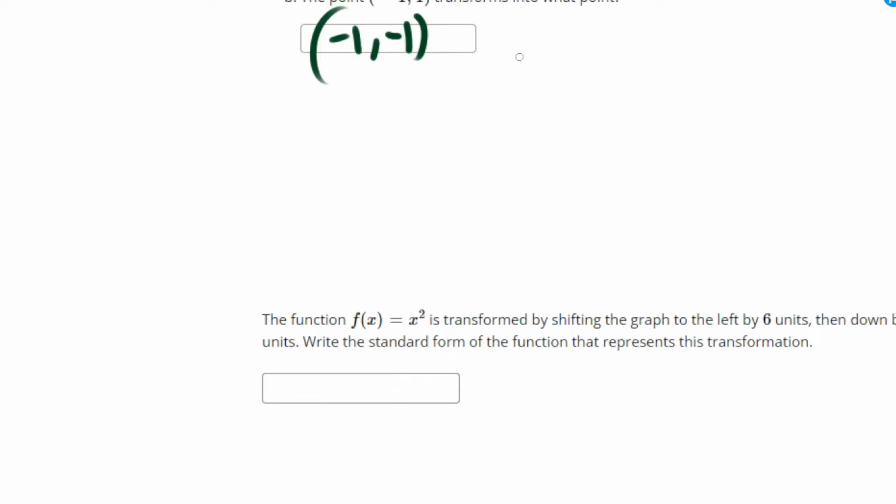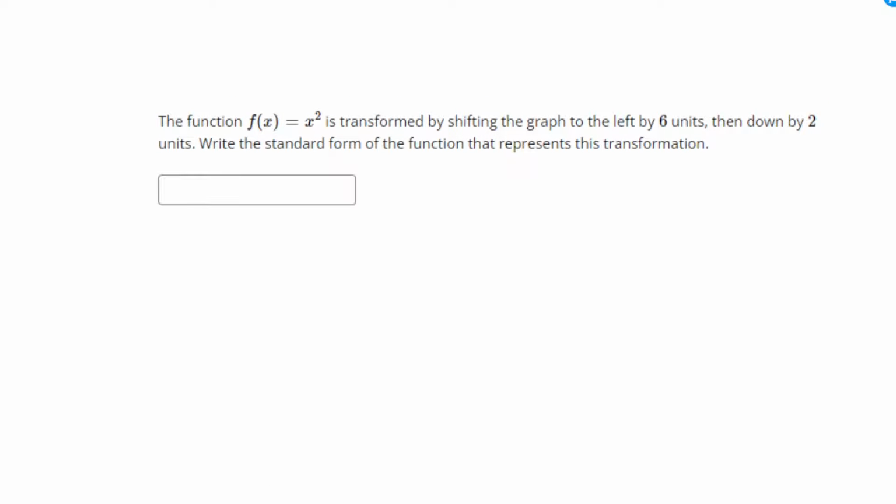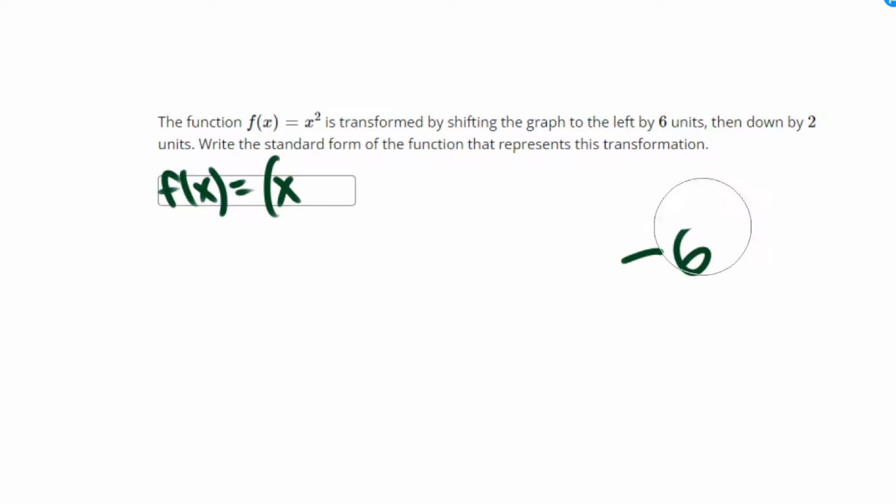The function f of x is transformed by shifting the graph to the left by 6 units and down by 2 units. So there's no stretches. We have f of x is equal to x, and then we're going to the left by 6 units, which means that we're minusing by 6. However, it's going to be x minus -6, which turns into x plus 6, because the inside is always opposite. And then squared, and then minus 2, because we're going down 2 units. That would be our equation.